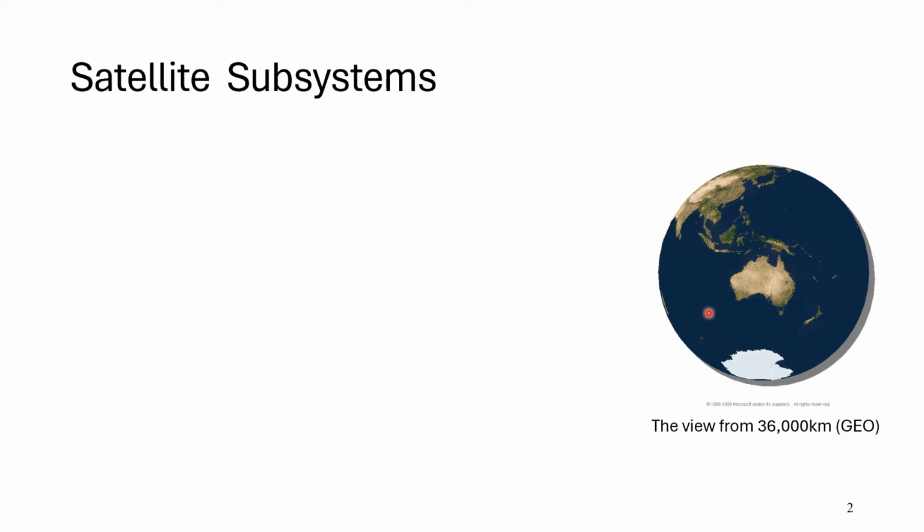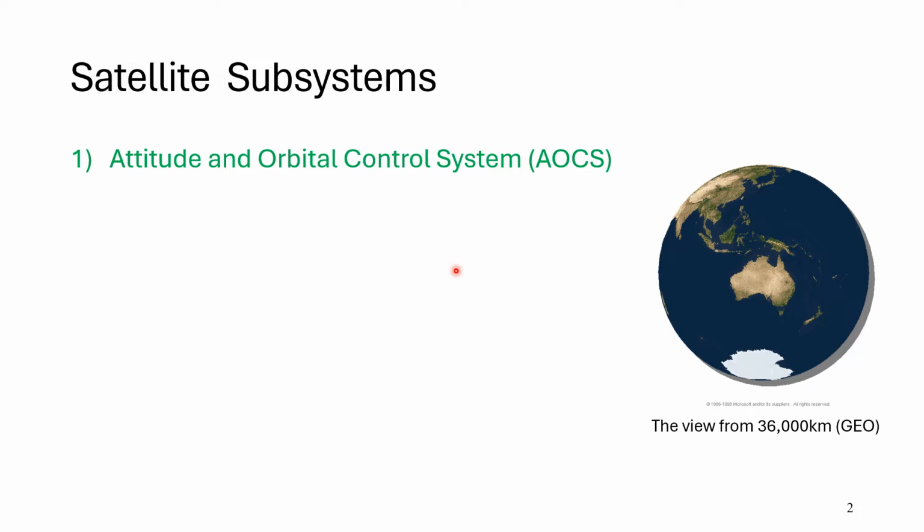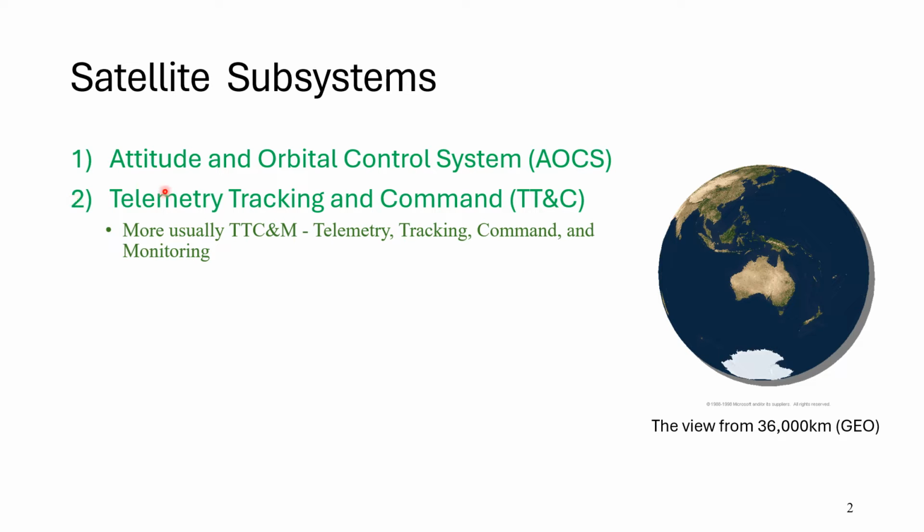So, what are the satellite subsystems? Let's start by stating them, while enjoying the view from the geostationary satellite. A geostationary satellite would see the Earth like the one that you're seeing in the picture right here. The first subsystem is the attitude and orbit control system, AOCS. Then we have the telemetry tracking and command, TT&C, and some are using TTC&M, which is telemetry, tracking, command, and monitoring.